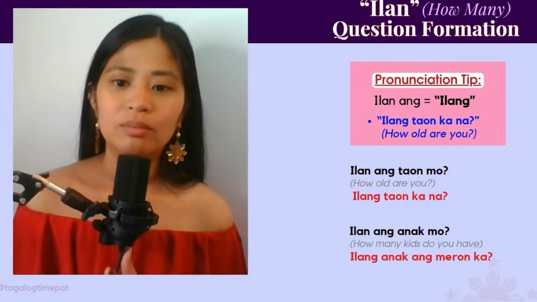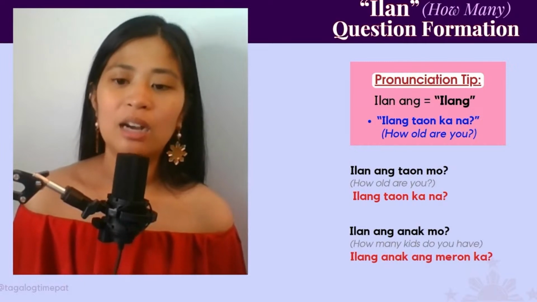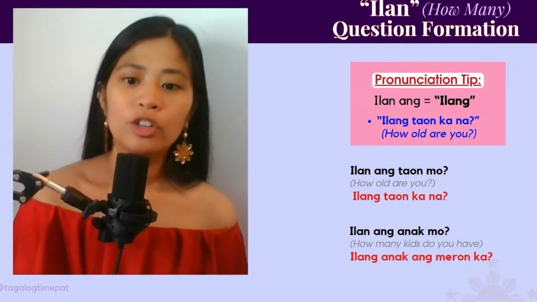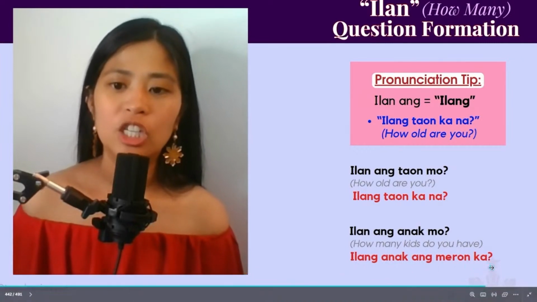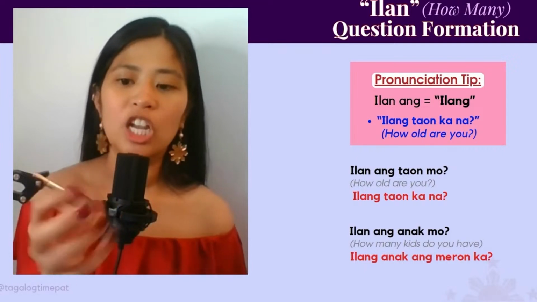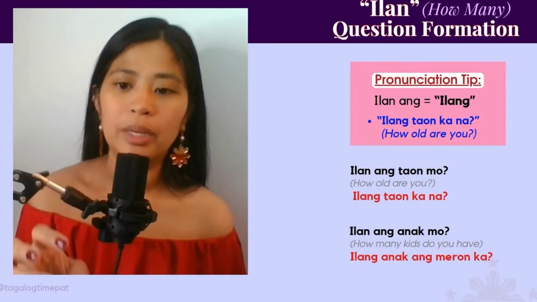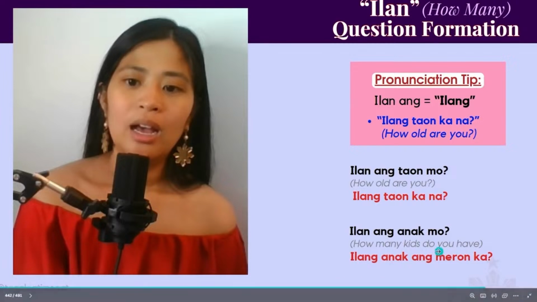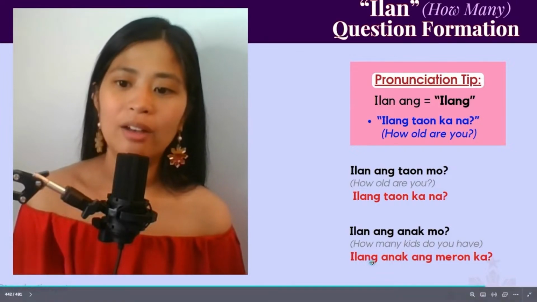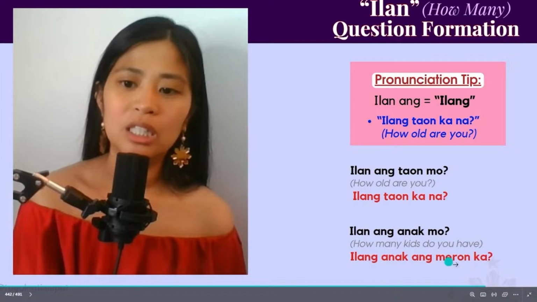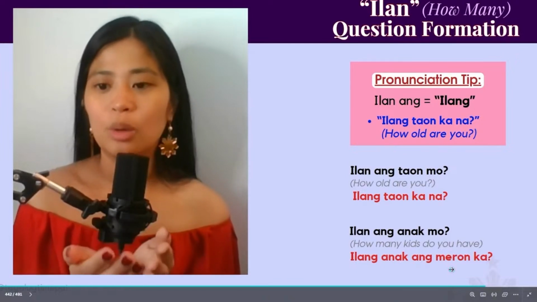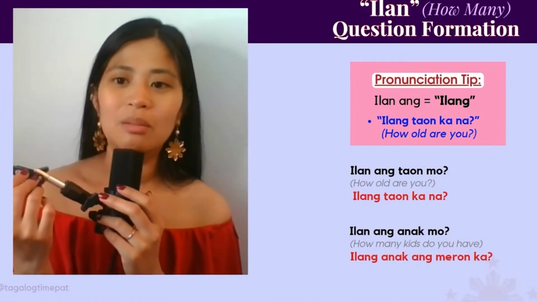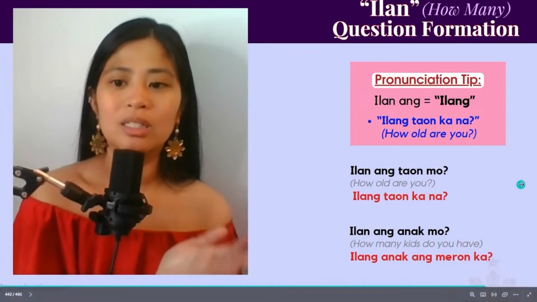Another example of that is ilan ang anak mo? How many kids do you have? Versus ilang anak ang meron ka? So we made the contraction and then now we changed up the grammar a little bit. So they both mean how many kids do you have? But this one is literally meron means to have. So ilang anak ang meron ka? How many kids do you have? So same meanings, just different ways of saying it.